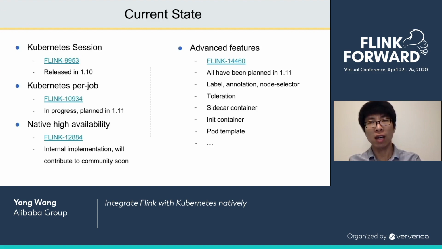For the native Kubernetes high availability, we have an internal implementation that will be used in production. Personally, I also hope it could be contributed to the community soon. Also, some advanced features have been planned in 1.11, for example, labels, annotations, node selector, and tolerations. Also, for the sidecar container, some uncommon features we are considering supporting with a pod template, including affinity, anti-affinity, volume mounts, DNS policy, and so on.